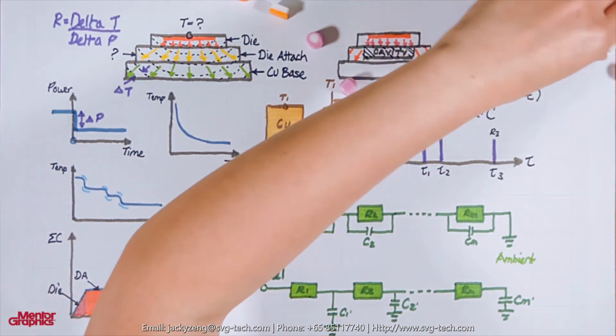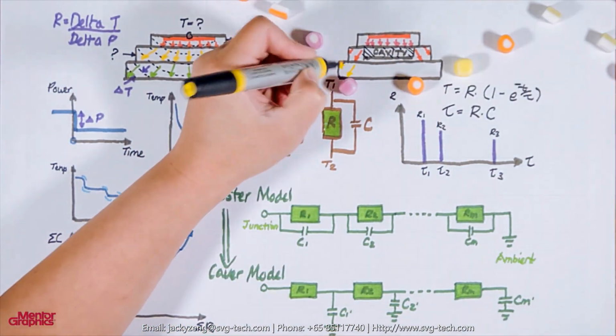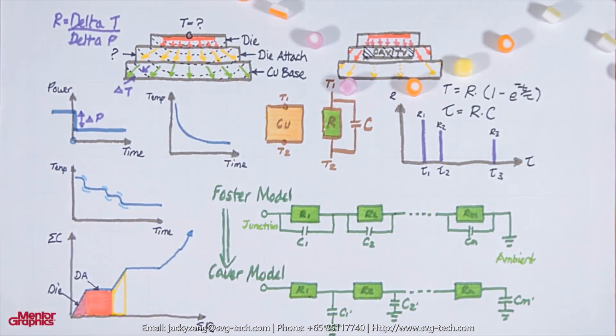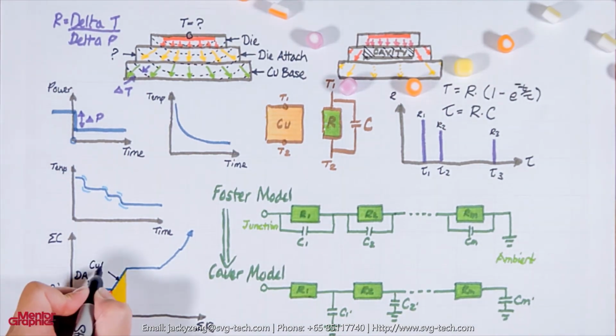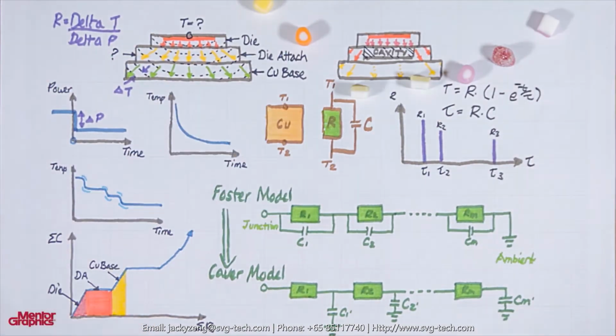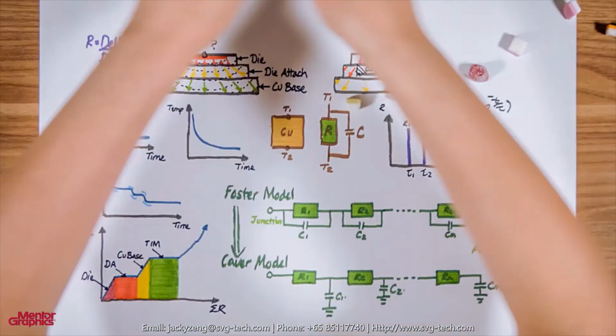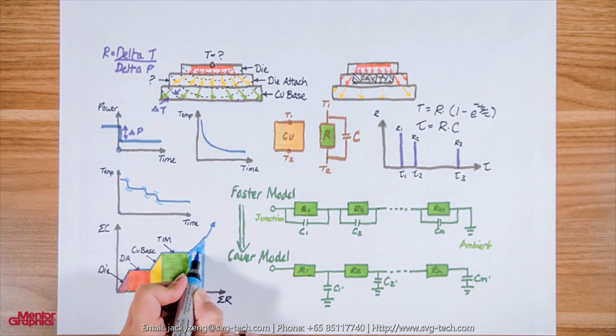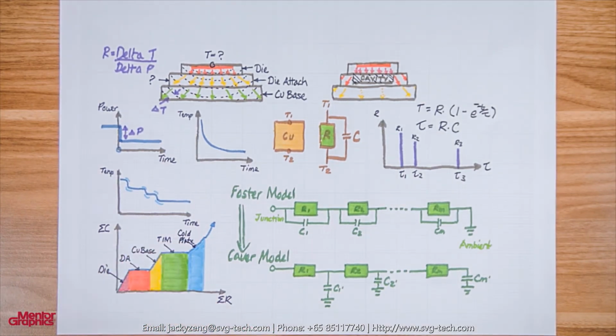The length of this part of the curve will be in direct relationship with the size of the cavity in the die attach. The heat eventually goes into the less resistive copper base, which is shown by this steep part of the curve. If there is additional thermal interface material after, the curve will flatten out, then go steep again as you hit a cold plate. Then the whole thing will cool down and go into infinite capacitance.